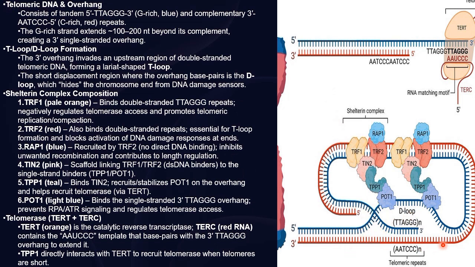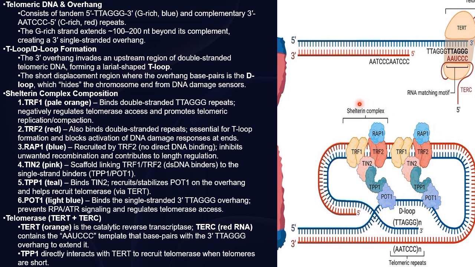This is what we refer to as the D loop. And this overall loop, which is formed in order to form the D loop, we refer to as the T loop. This bigger loop is what we refer to as the T loop, and the smaller loop is what we refer to as the D loop. And these are the proteins which we altogether refer to as the shelterin complex.